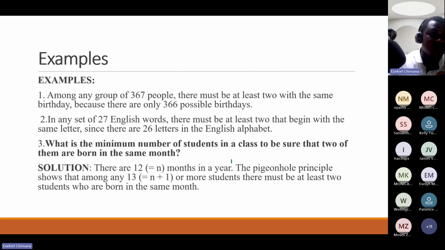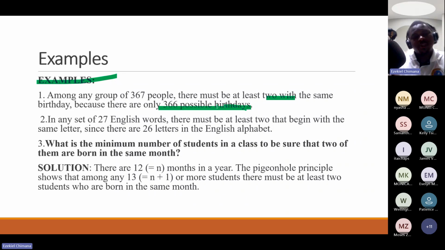And then we've got this example which says among any group of 367 people, there must be at least 2 with the same birthday. Why? Because we know that there are only 366 possible birthdays, right? So if you are going to add another person with a birthday, it's obvious that his or her birthday is going to fall within these 366 possible birthdays. I don't know if it makes sense, but it's a very, very basic concept.